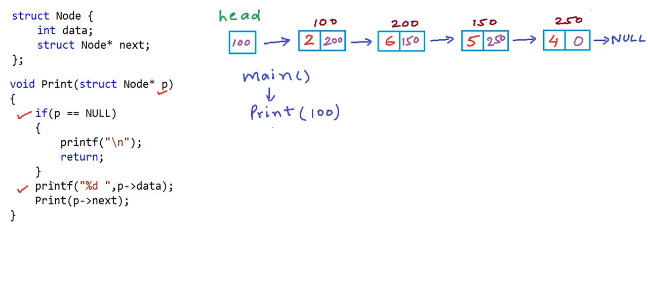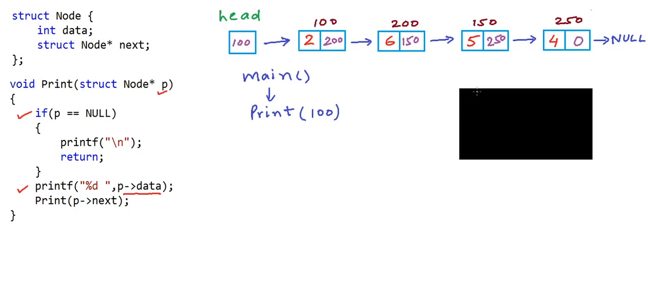We will come here. We will print p arrow data. P arrow data means that we will first dereference the address. So we will go to the address 100 and then look at the data field there. So on the console we will print the data field at address 100, and now we will make a recursive call. We will make a call to the print function, passing it address p arrow next, which is 200. And the execution of this particular call will not finish until print 200 finishes. We will come back to it.